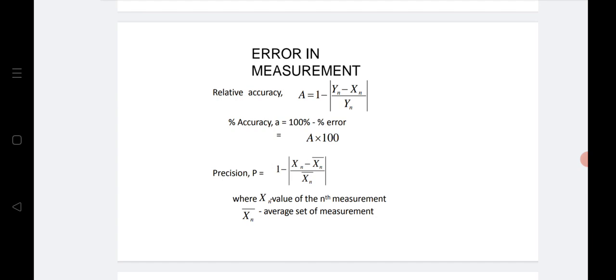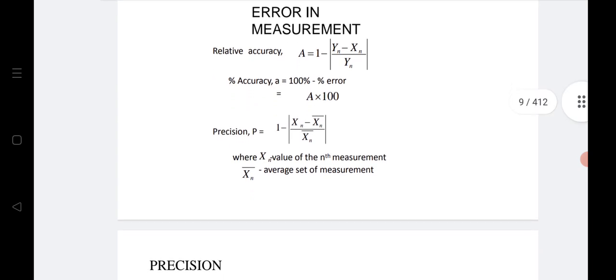Coming to our next calculation, which is known as precision. Precision P is equal to 1 minus |xn minus xn bar| divided by xn bar. What is xn? xn is the value of the nth measurement, and xn bar is the average set of the measurements. So that is precision. In the definition I have already told you that repetitive measurements is known as precision.